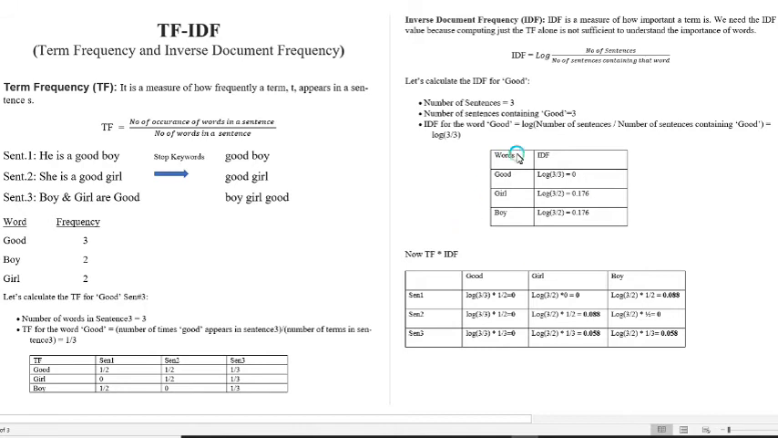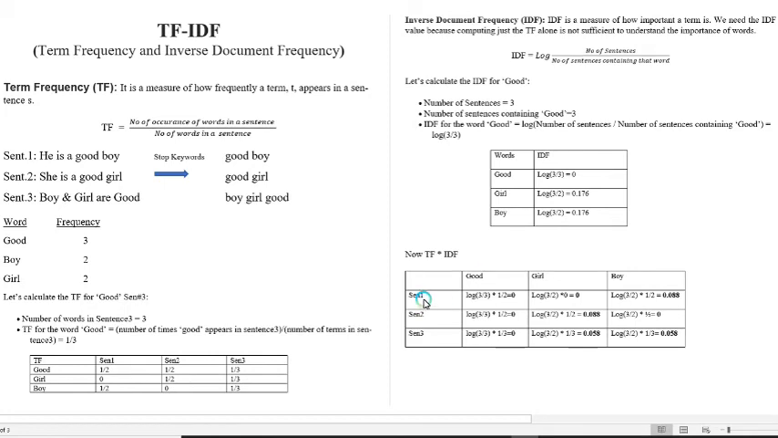So here in this table you can see the IDF value for good is 0. For girl, it is log of 3 by 2, which is 0.176. For boy it's 0.176. So after getting the IDF and the TF values, we'll find the TF into IDF vectorized form, or the final output.